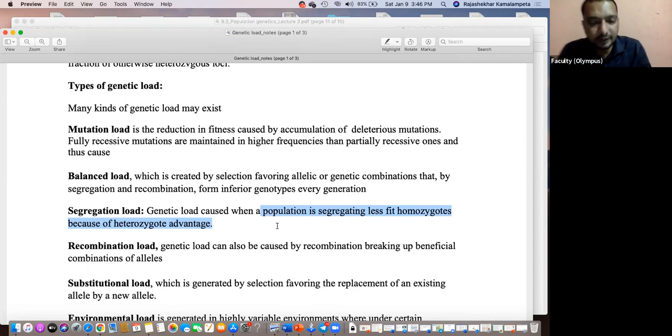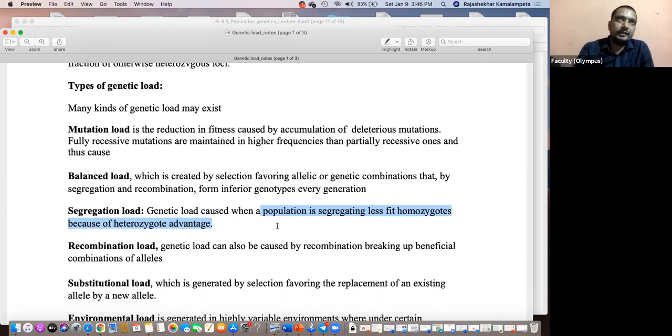Such a load is called segregational load, where less fit individuals are segregated. Here, homozygotes, heterozygotes are better. Today we are going to talk about balanced polymorphism. In balanced polymorphism, sometimes we have an advantage in having one normal allele and one mutant allele. But two mutant alleles will cause an effect, the homozygous recessive condition. And when homozygous recessive conditions are happening in a given population because of segregation, such a load is called segregational load.